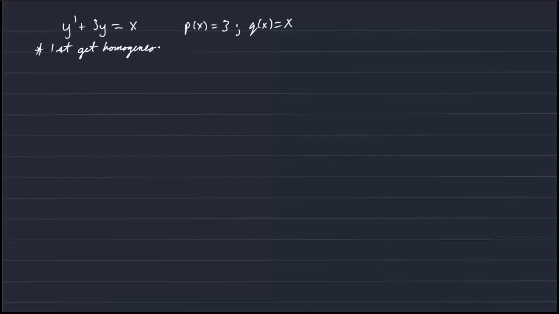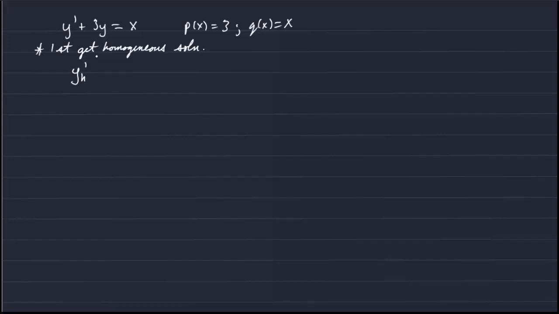Now let's look at an example. And we'll use the same example as I used when we applied the integrating factor method, and that was y prime plus 3y is equal to x, and here p of x is equal to 3, and q of x is equal to x. So the first step is to get the homogeneous solution. That is y sub h.